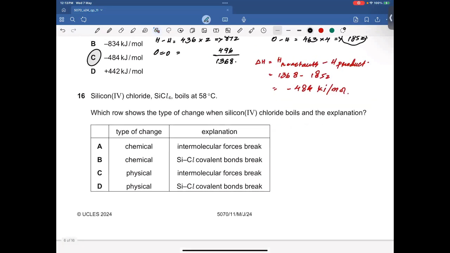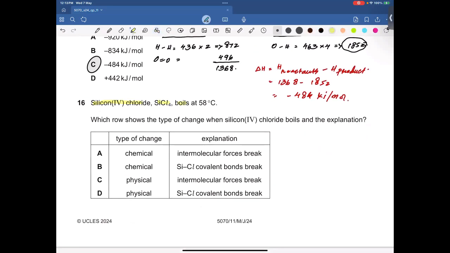Okay. Silicon tetrachloride, SiCl4, boils at 58 degrees Celsius. So if it boils, it exists in the liquid state, because a liquid always boils. Which row shows the type of change when silicon tetrachloride boils, and the explanation? Obviously when a liquid boils it turns into gas. So liquid to gas is a physical change, not a chemical change. That means option B is wrong.